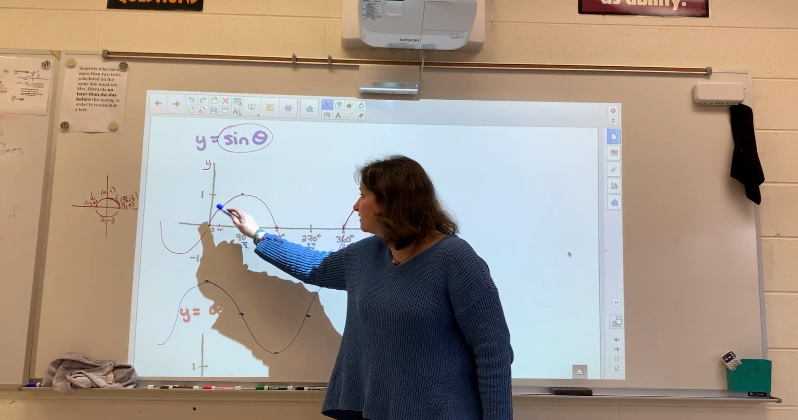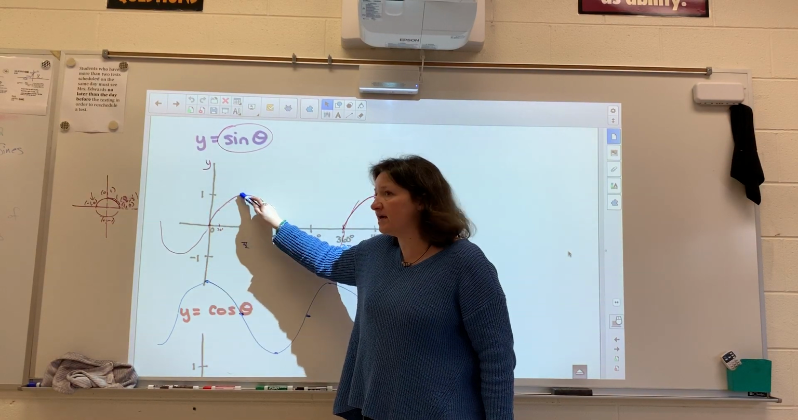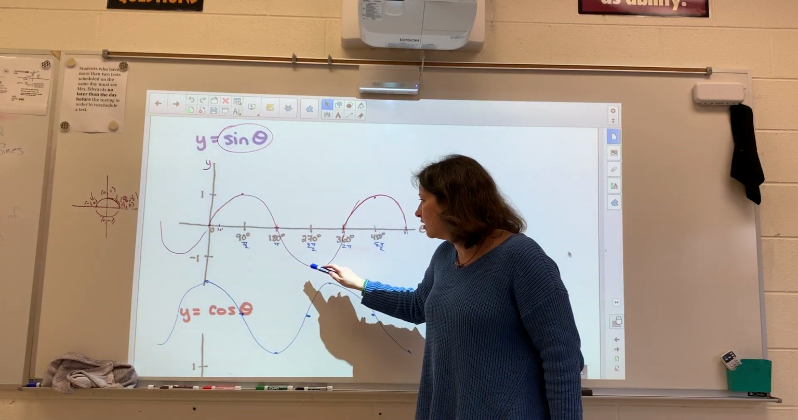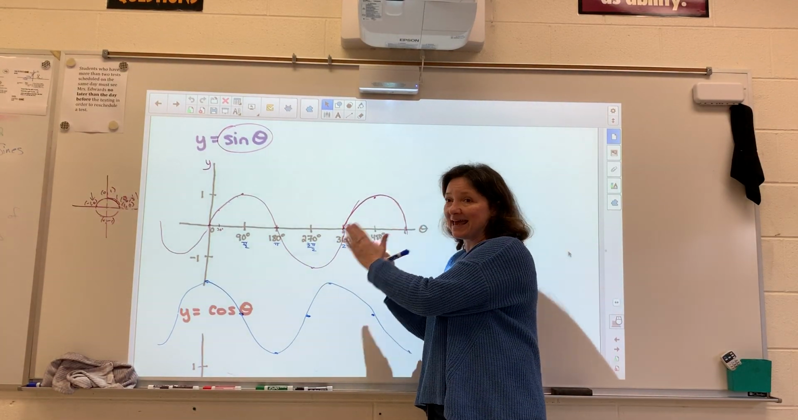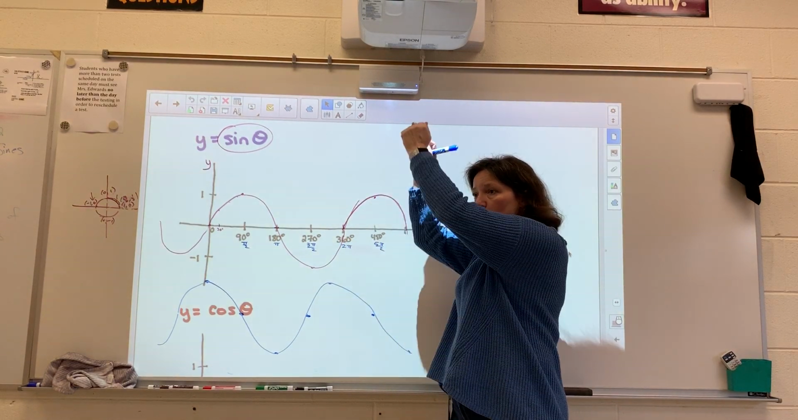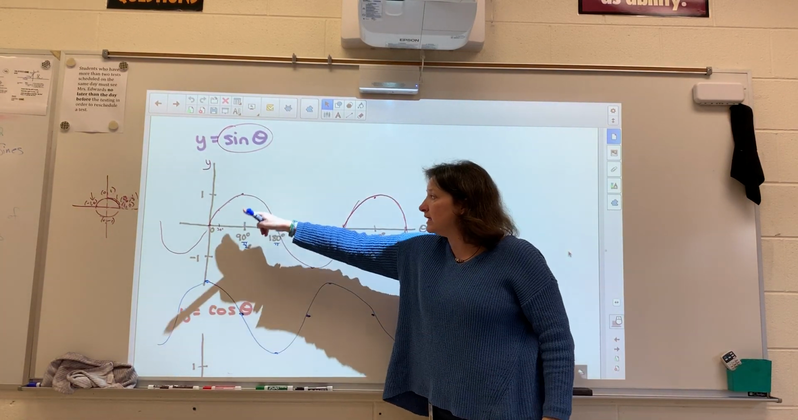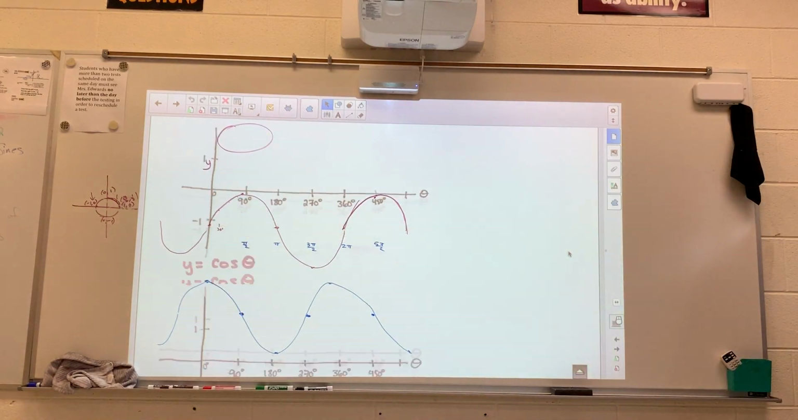So you're going to want to remember where it starts, 0, 0, goes to a peak of 1, goes back to 0, goes to -1, back to 0, because in the next chapter we are going to take this and stretch it and shrink it and shift it left and right and move it up and down and flip it. So you need to know your parent curve. Every 360 it repeats itself.